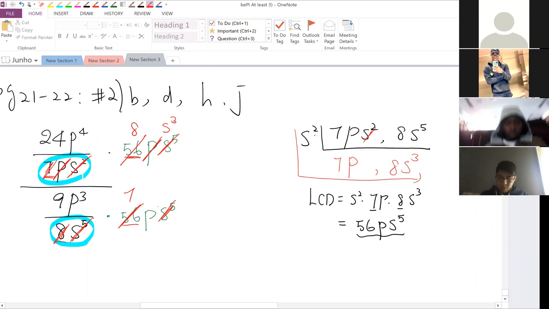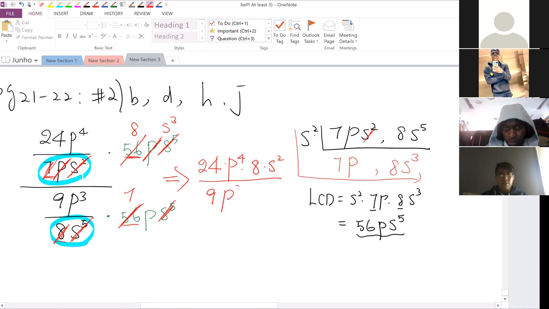Okay, so if I make that, 24 times P to the fourth times 8 S squared over 9 P cubed times 7 P here. Why is it not S cubed on the top, instead of S squared? Because the 7 P S only has S squared. Thank you. My mistake. Okay. Now from here, do you see any common factors?